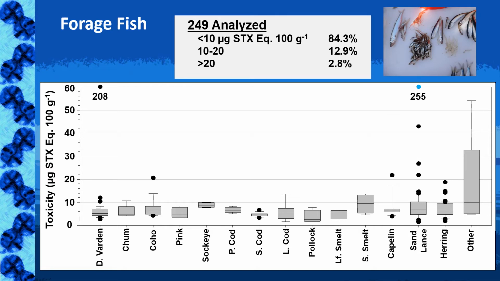So we can see that from these samples, these are the forage fish samples again, the toxicity was fairly low for all of these samples, except for a few very hot samples that we had. One Dolly Varden sample had an elevated level, as well as one of the Sandland samples. So these were the forage fish samples that were caught by beach seine.